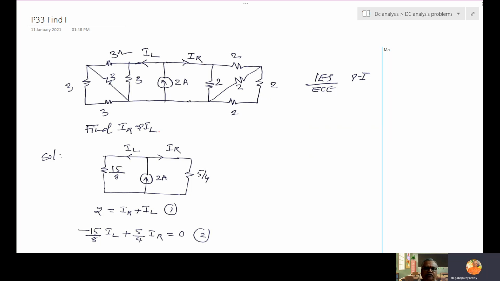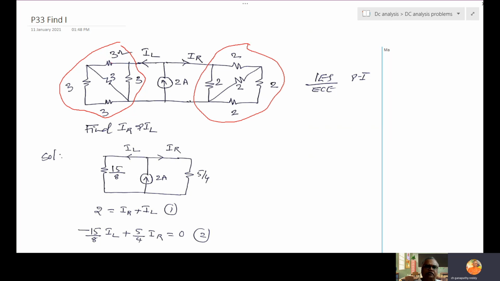Find IR and IL. So here, this network you have to simplify. And this network also you need to simplify first.